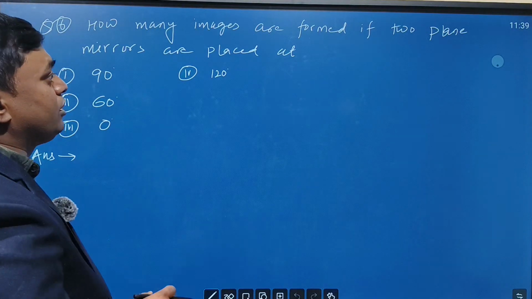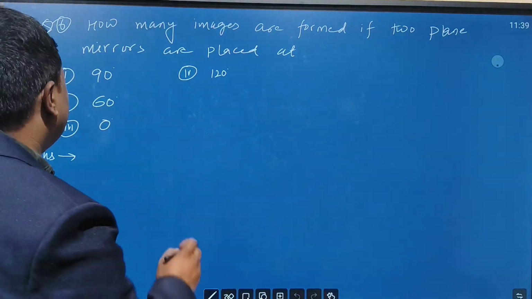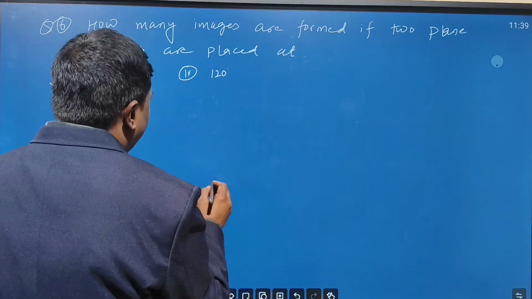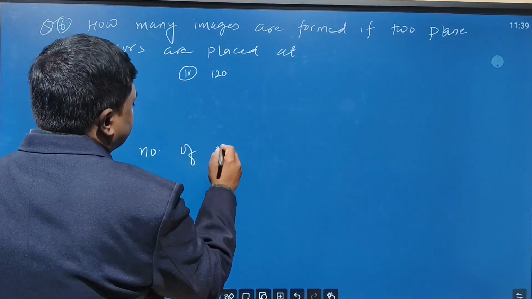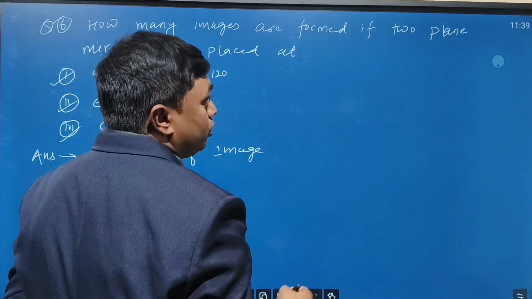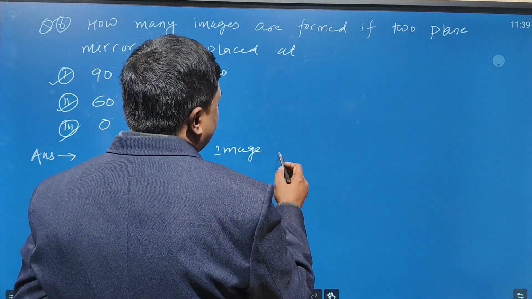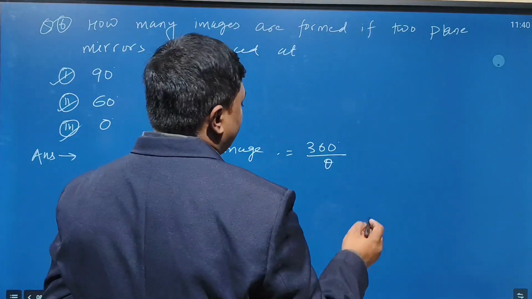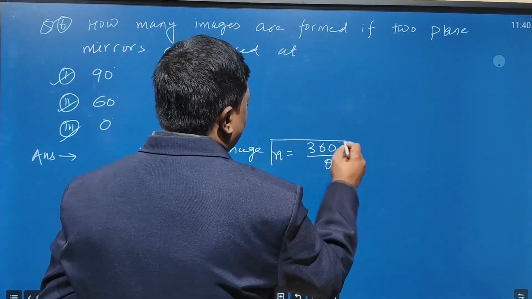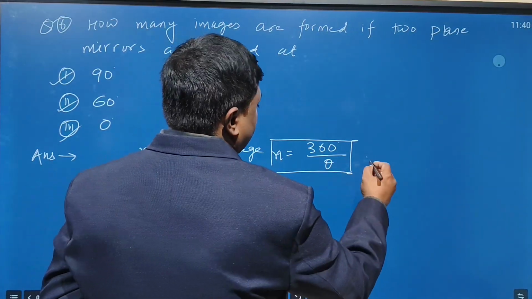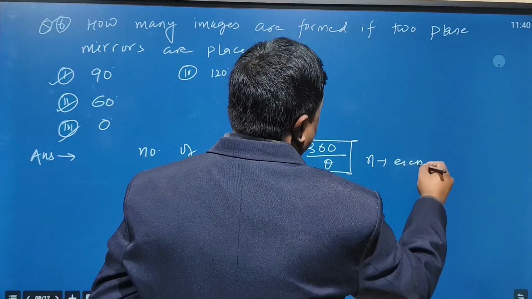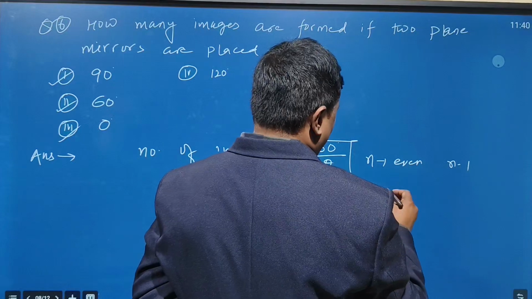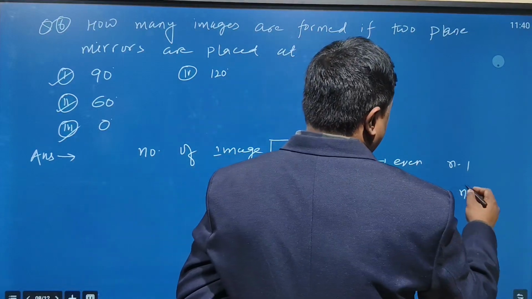Next, how many images are formed when two plane mirrors are placed at 90 degree, 60 degree, 0 degree, and 120 degree? Here you have to remember one formula: the number of images formed when two plane mirrors are placed at some angle theta is given by n equals 360 divided by theta. This is the formula you remember. If n is even, the number of images will be n minus 1. And if n is odd, the number of images will be n.